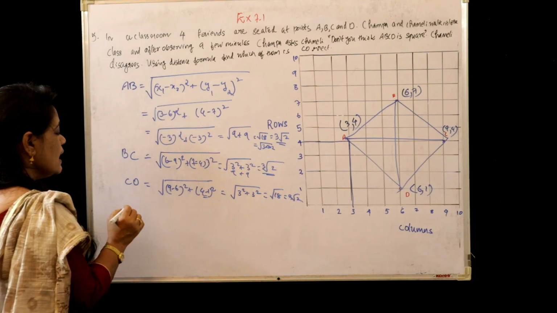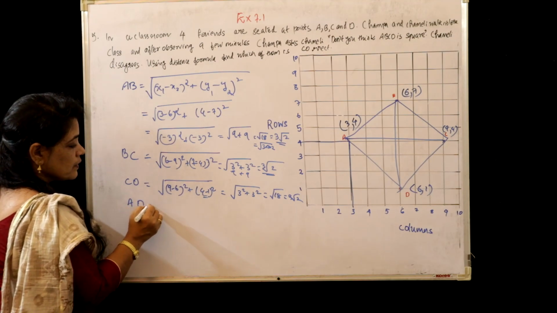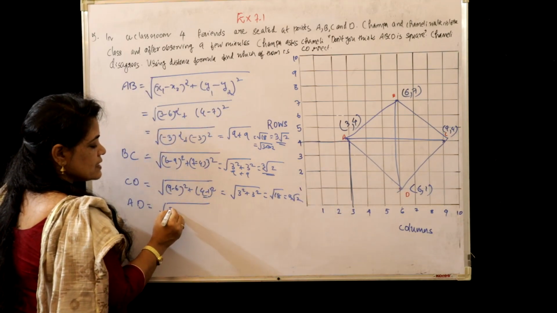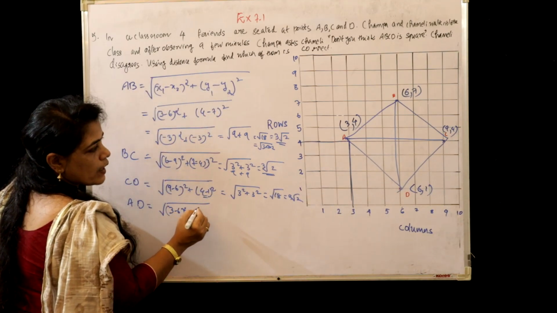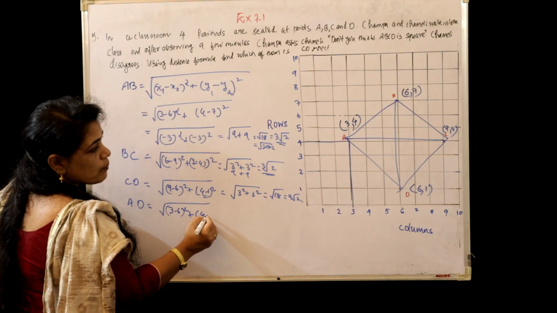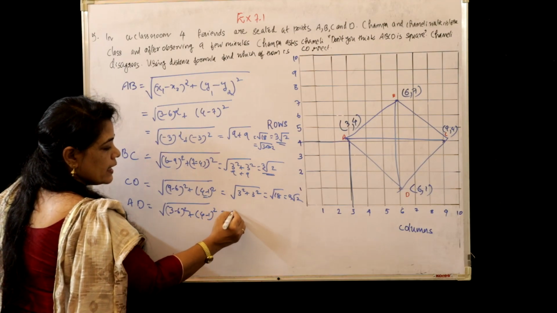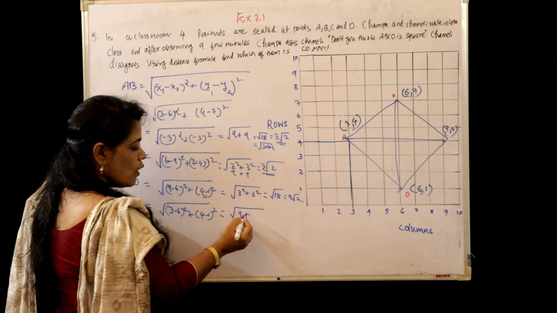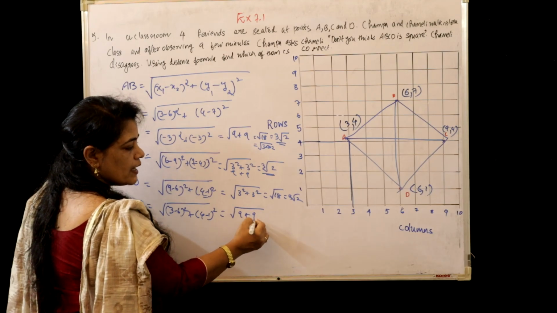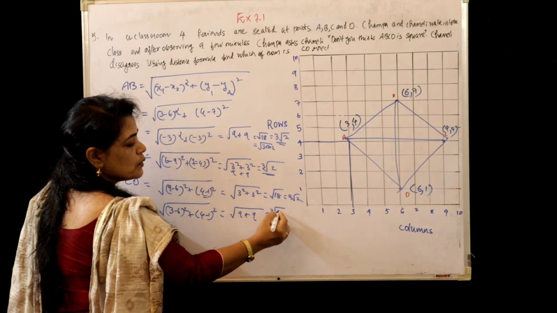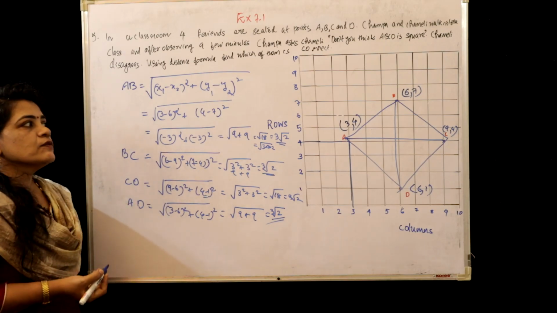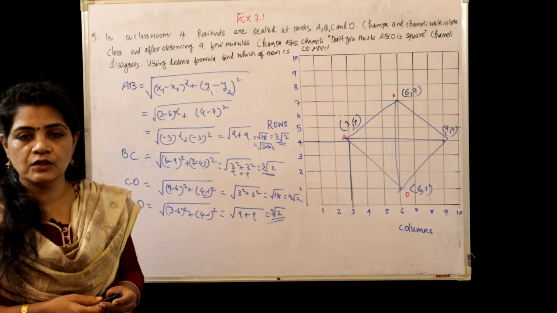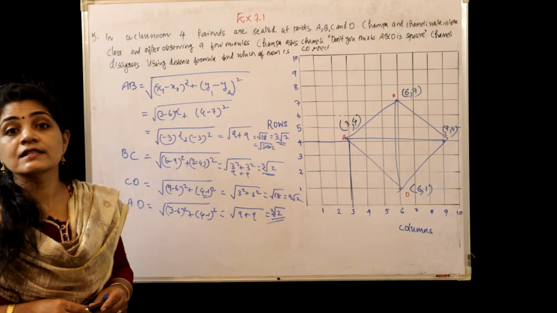And the last one is AD, square root of, this is x1, y1, this is x2, y2, that is 3 minus 6 whole square plus y1 minus y2, 4 minus 1 whole square. Again 3 minus 6 is minus 3, whole square is 9, 4 minus 1 is 3, so 9, so root 18, that is 3 root 2. That means we have seen that all the four sides are equal, but this is not sufficient to conclude that this will form a square.